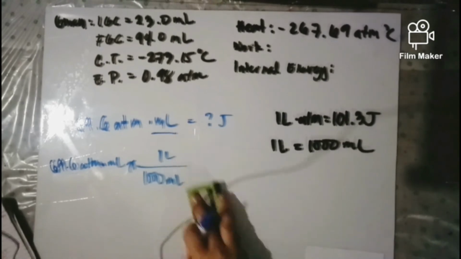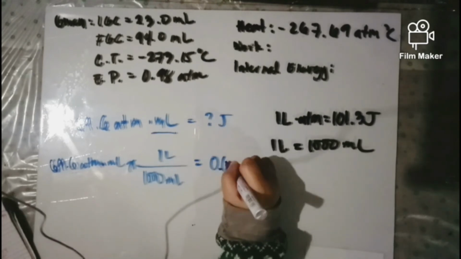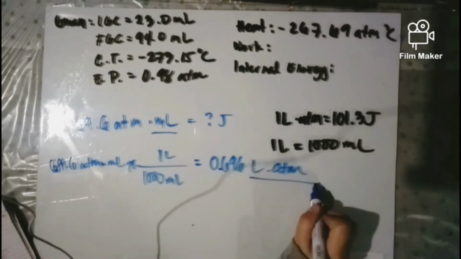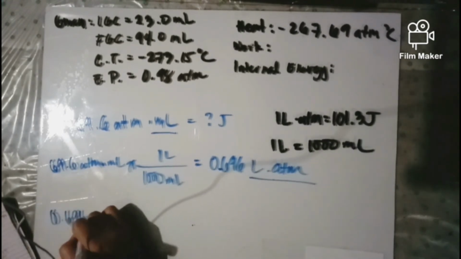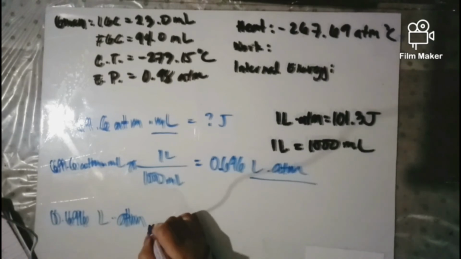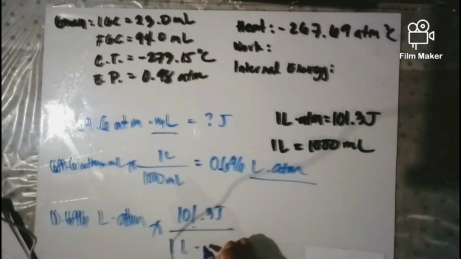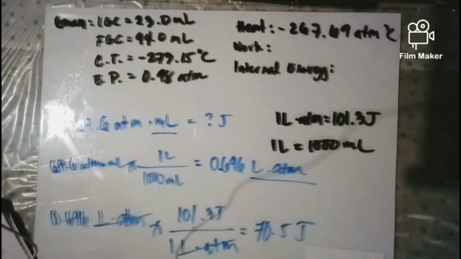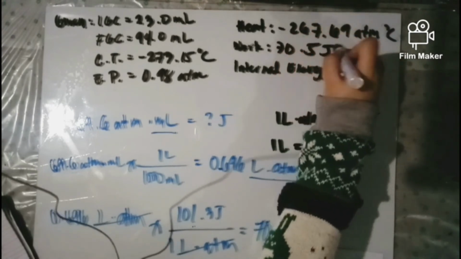If we multiply 69.6 atmosphere milliliter by 1 liter over 1,000 milliliter, we get 0.696 liter atmosphere. Now we already have liter atmosphere, so we can convert it into joules. 0.696 liter atmosphere multiplied by 101.3 joules over 1 liter atmosphere, let's cancel this out, is equal to 70.5 joules. Now we have found the work. Work is equal to 70.5 joules.